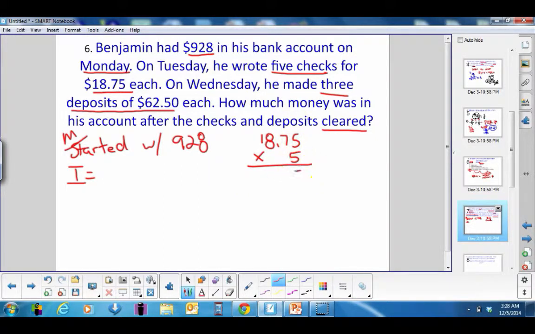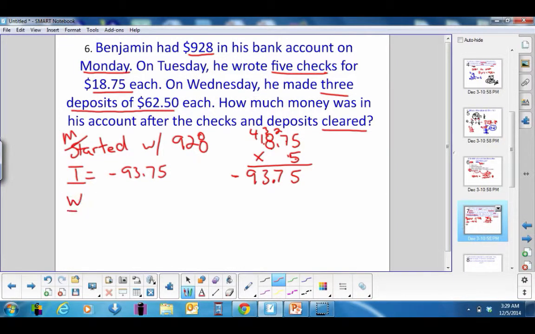Okay, 5 times 5 is 25. Carry the 2. 7 times 5 is 35 plus 2, 37. Carry the 3. 8 times 5 is 40. 40 plus 3 is 43. Carry the 4. 1 times 5 is 5. 5 plus 4 is 9. So it looks like I have 2 numbers behind the decimal, so I'll move the decimal 1, 2. So on Tuesday, he wrote 5 checks, and that's going to be a minus, because when I write a check, the money goes out from my account. So that's minus $93.75.